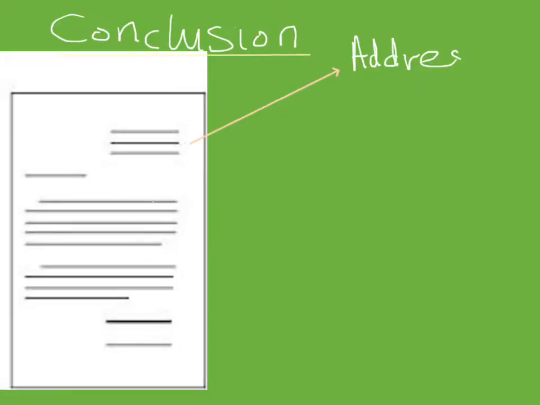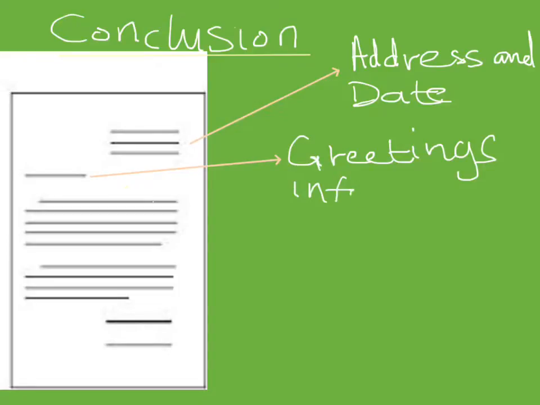Conclusively, looking at this picture in front of us, we can say that an informal letter always has an address. That is the address of the writer, which can take any other form, with a date, which might also not be complete. It equally has the greetings, which is usually dear friend, dear brother, sister, which can also take a different form of writing.